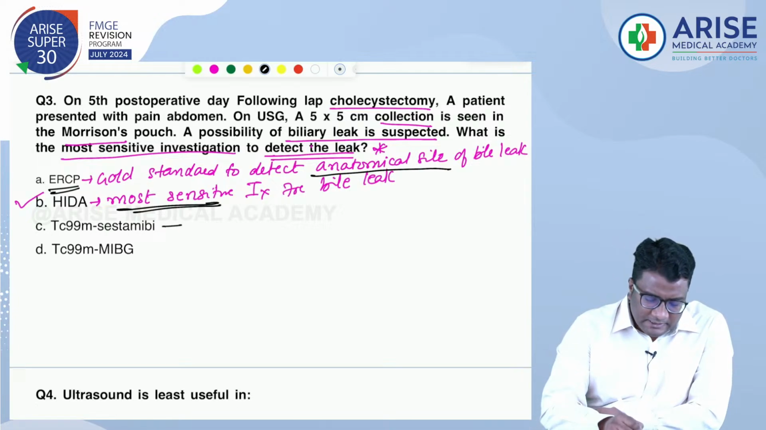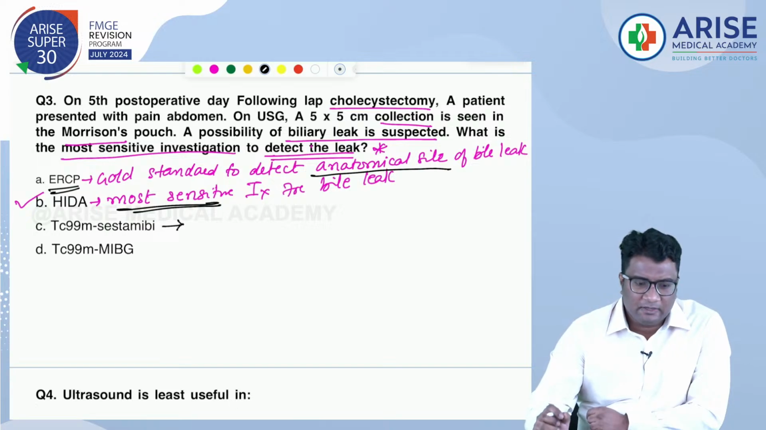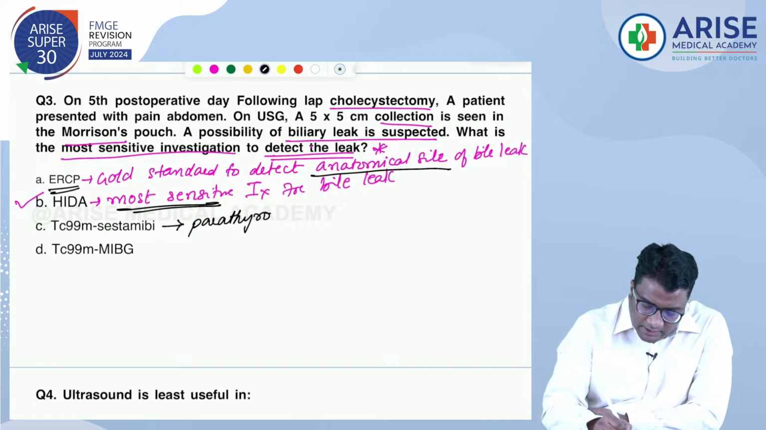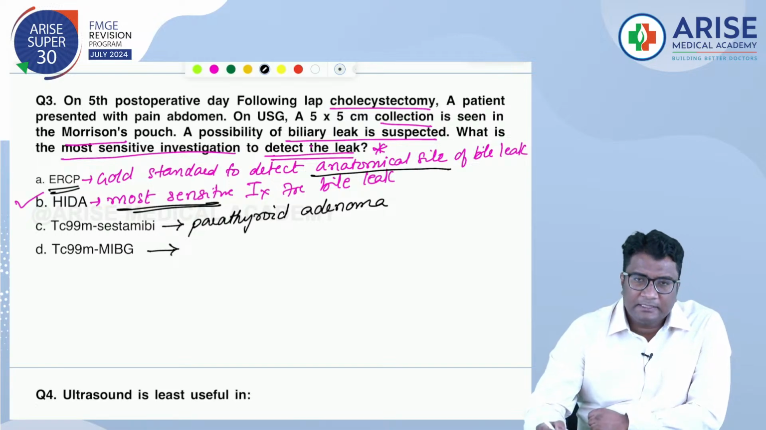What about the sestamibi scan? For which condition do you use sestamibi scan? You heard of sestamibi scan for which condition? Can you tell me? Sestamibi scan is for localization of parathyroid adenoma. So for parathyroid adenoma, we use sestamibi scan. And for what do we use MIBG scan? Anybody? Where do we use MIBG scan for?